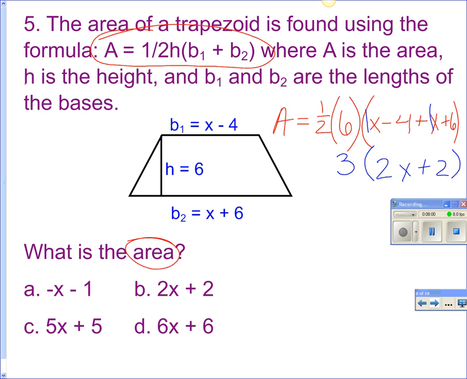What do you think I do with the 3? Multiply it. So 3 times 2 is 6x, and 3 times 2 is 6. So that one gives you D. Okay.